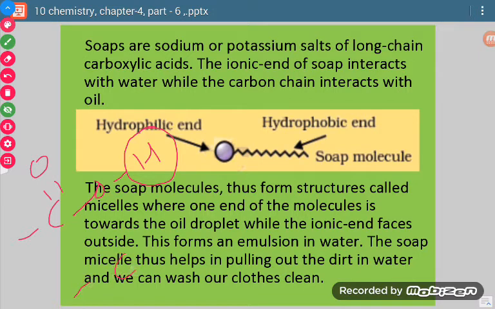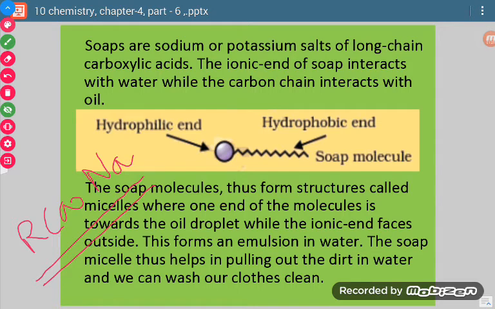So if I write like this, COONa, then this will be the functional group for soap. Now this will be connected with a long chain. Long chain means this R will have so many carbon atoms, it may be 15, 17 or more than that. So in general, the formula of soap is RCOONa.